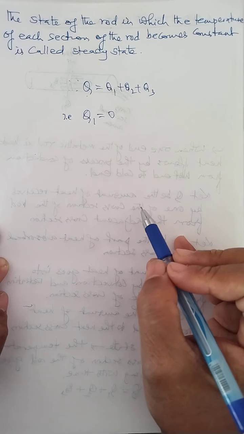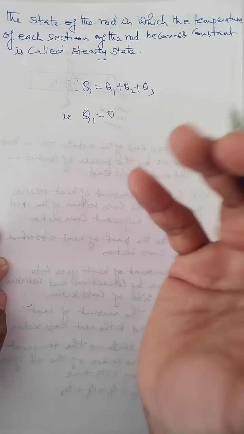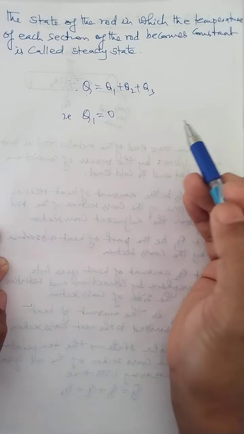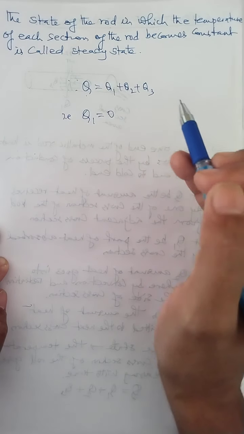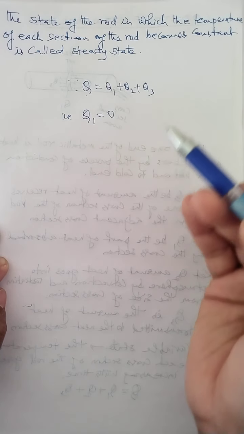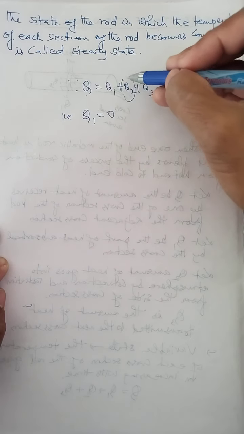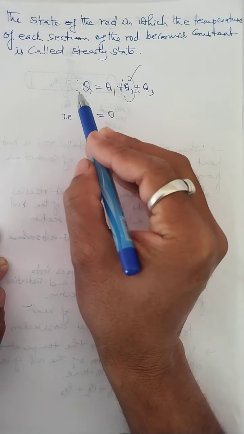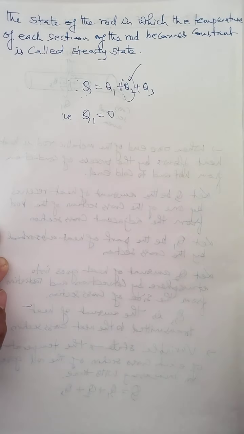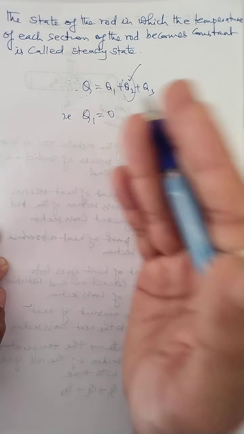Now the important part in this particular state is that the heat that is received by any cross-section is transferred to the next cross-section, except some amount of heat goes out from the side of the rod through convection and radiation. So, except some amount of heat that goes out from the side of the rod, say Q2, whatever amount of heat is received by each cross-section of the rod is simply transferred to the next cross-section of the rod.